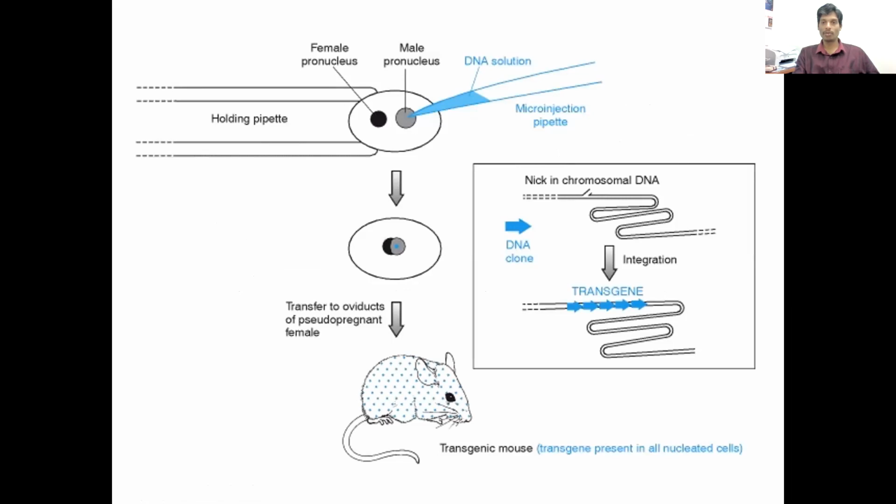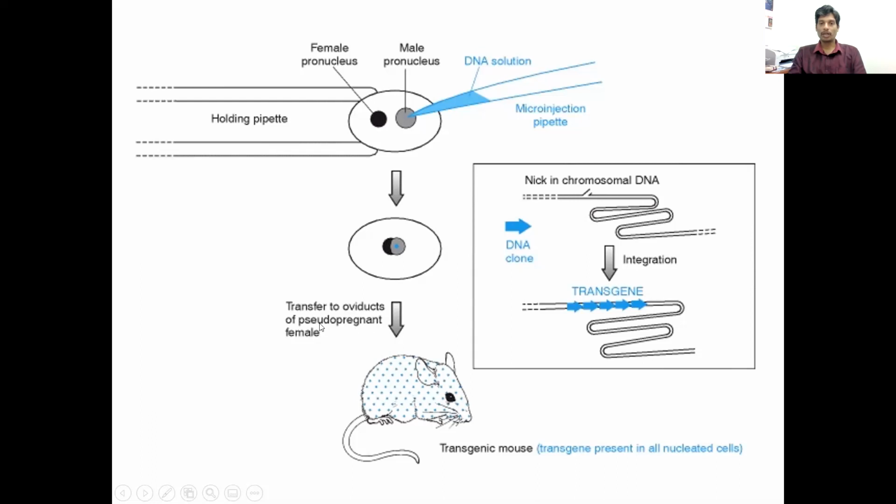So this is how you can visualize this. The holding pipette with the vacuum holds the cell gently, because it is very delicate, as only the cell membrane is there. The microinjection pipette will inject the DNA of your interest into the male pronucleus. After that it will form a zygote, the fused nucleus from the male and female.